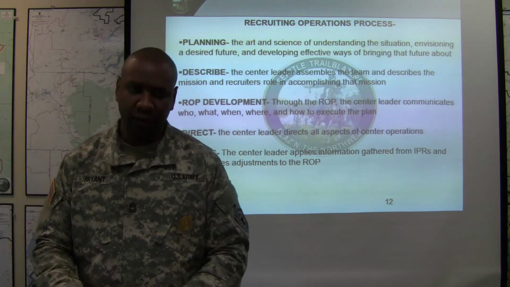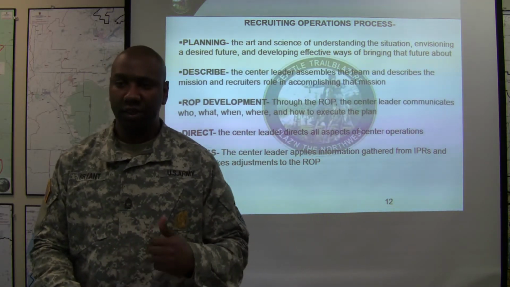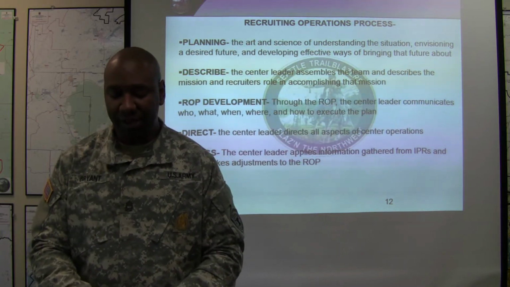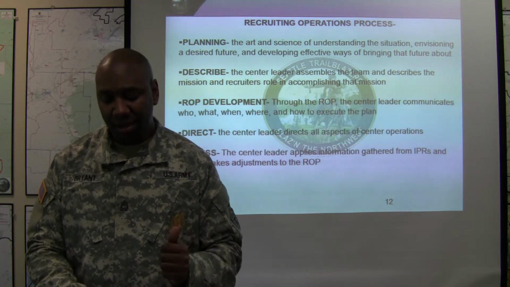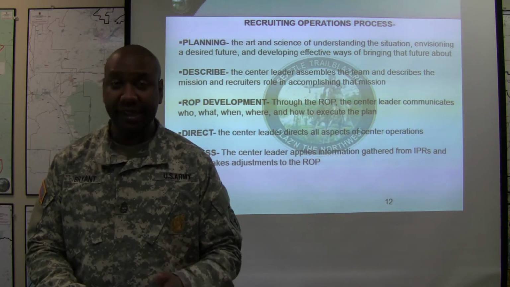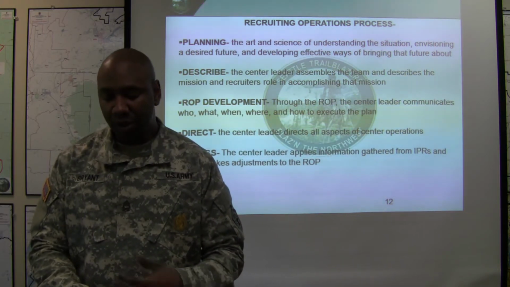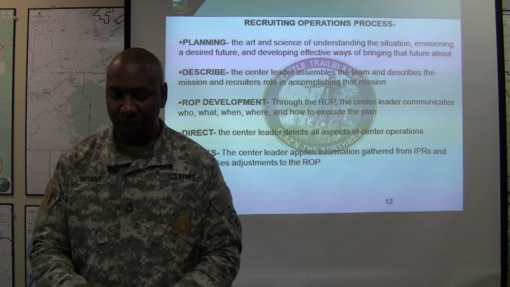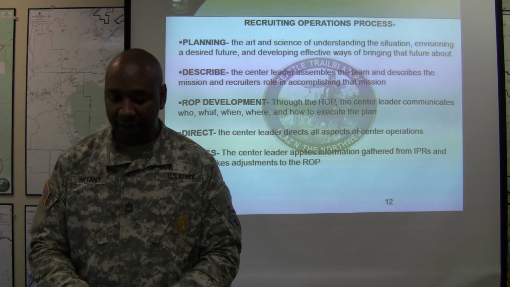Now that we've done the functions analysis, we're talking about visualizing here. The next thing we're going to get into is planning: describe, the ROP development, directing, and then assessing. These are key things that the center leader has to be able to do. When we talk about planning, planning is the art and science of understanding the situation, envisioning a desired future, and developing effective ways of bringing that future about.